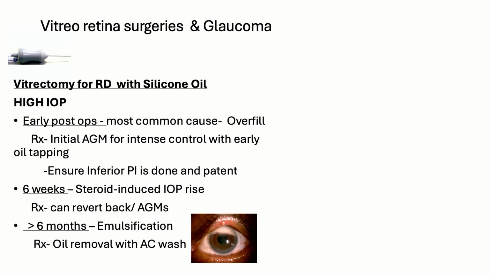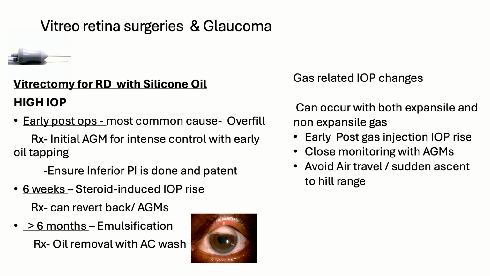Around 6 weeks, what is a very common cause? You call the patient back, the retina is attached, and the pressures are high at that time. The most common cause at this point is steroid use. You would have used prednisolone topicals, so that would be the most common cause. Sometimes you start with an AGM and it will be brought down. The late complication of high IOP with an oil-filled eye is emulsification, which you see, and you need to go for an oil removal along with some procedure.